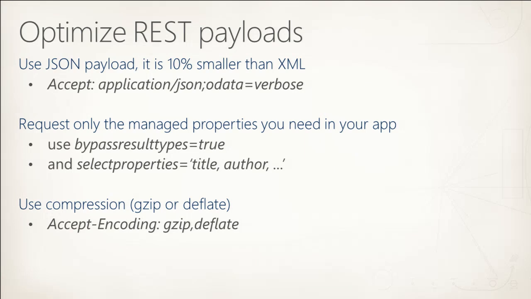In addition, we also support compression by default with SharePoint 2013. So just add Accept-Encoding gzip or deflate, any of your choosing, or both, and you will get a compressed result back to you. By using these, you are basically reducing the payload by 90%. And that can make a big difference. And if you're on a metered connection, like on a smartphone, that can be a big deal for your customers as well.